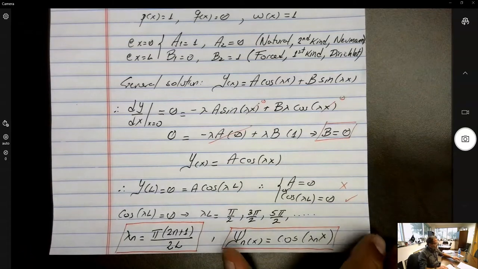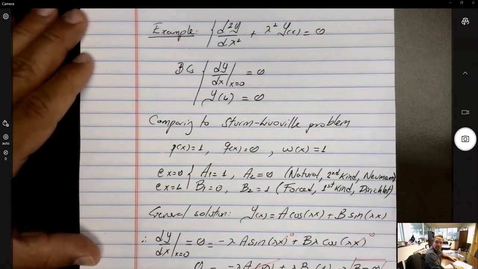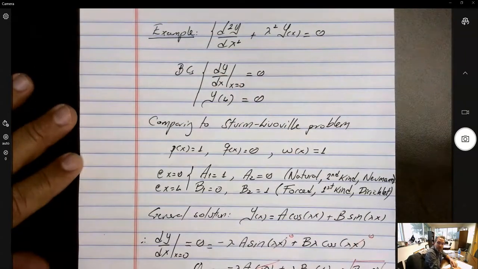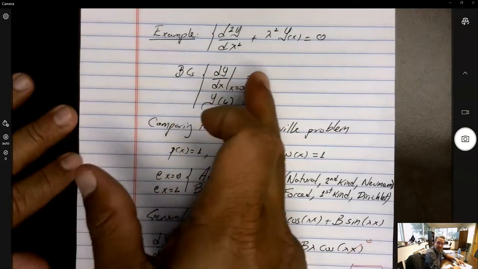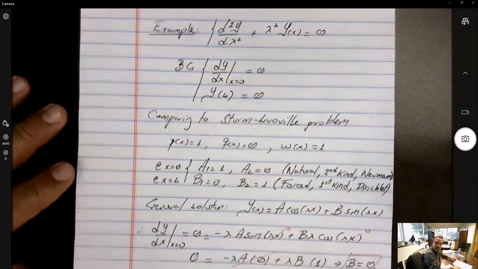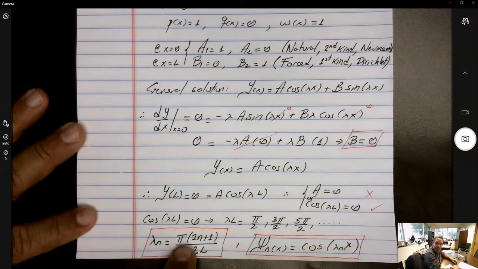All right, so you see that by just basically changing something slightly, one of the boundary condition types, we didn't change the boundary condition value, still 0, but we just made it from a first kind to a second kind. The eigenfunction changed completely from a sine to a cosine, and the eigenvalues changed completely from multiples of pi to multiples of pi over 2.